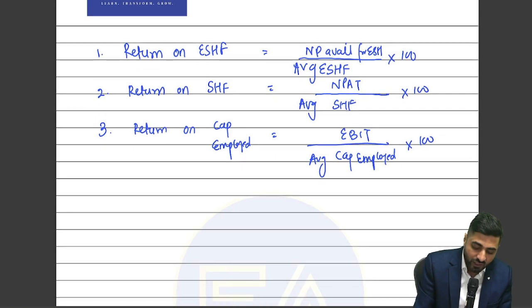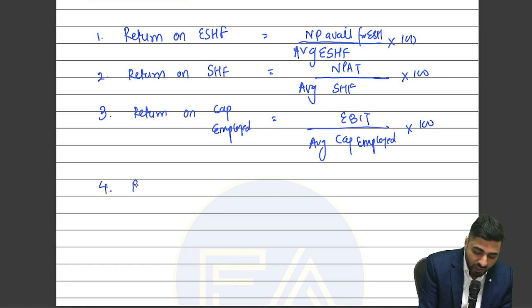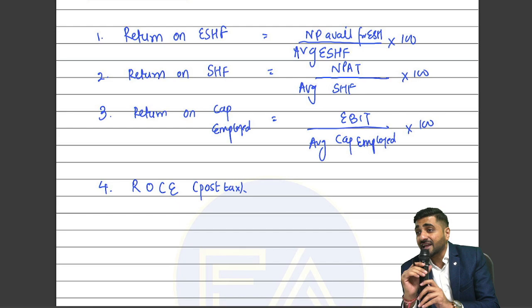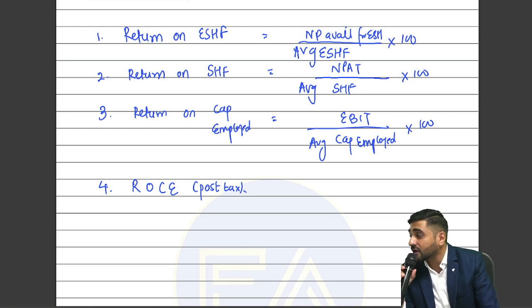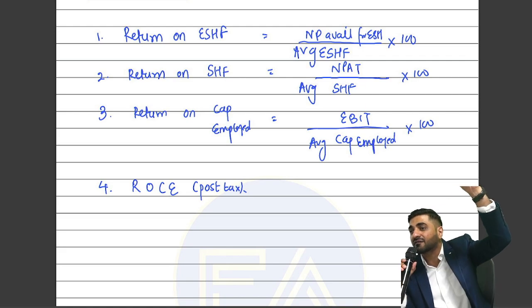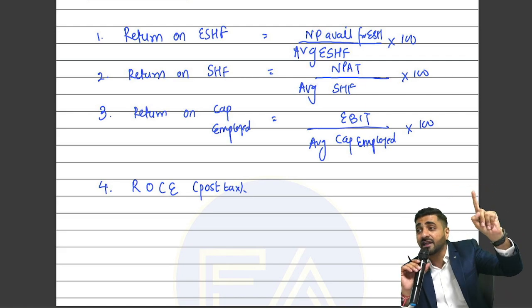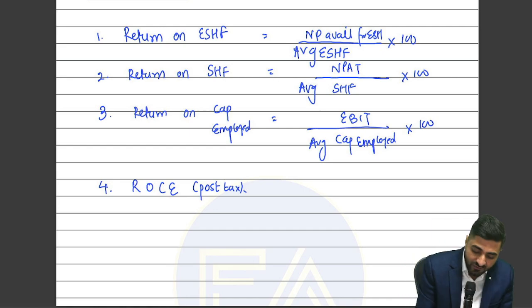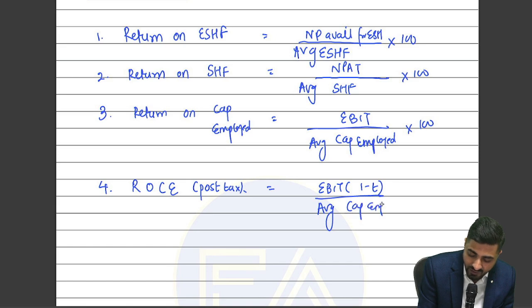Okay. Now, I was talking about one modification, return on capital employed. This is also return on capital employed, but this is return on capital employed post-tax. What is post-tax? We want to calculate the return after we make the payment of tax to the government. Anywhere in finance, if you want to convert anything from before tax to after tax, you always multiply it by 1 minus tax. So the only difference here is that I'll take EBIT multiplied by 1 minus tax on average capital employed.